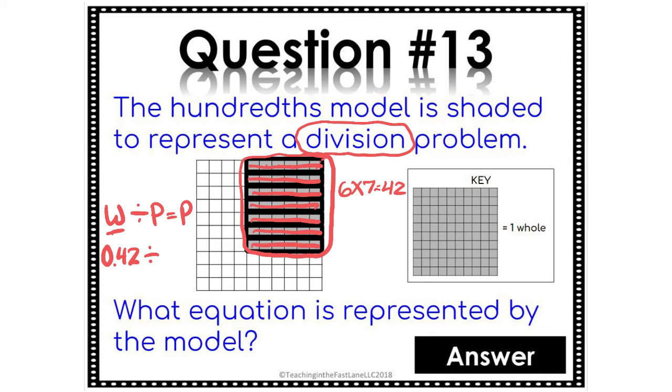And so if we look back at just one of those pieces, change colors here. So one of those pieces has 1, 2, 3, 4, 5, 6 hundredths. And so it would be 0.06. And so the equation being represented here is 42 hundredths divided by 7 equals 6 hundredths.